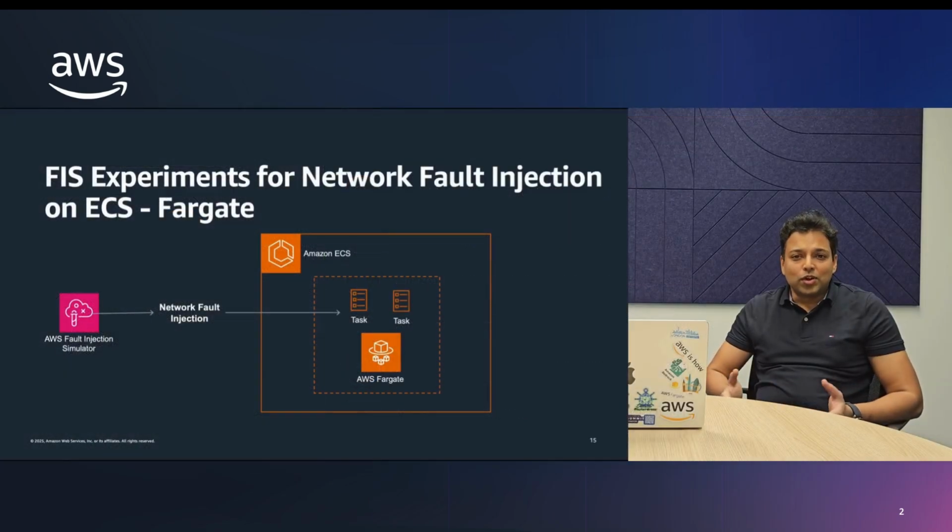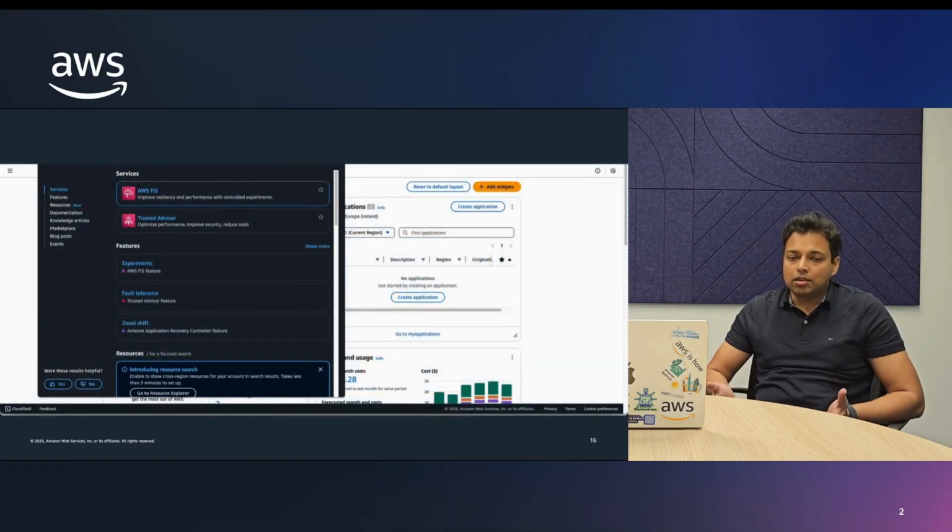So let's talk about the next one, which is FIS experiments for network fault injection on ECS Fargate. As you know, ECS is a fully managed container orchestration service where you can run containers as tasks on the service. And FIS, the Fault Injection Service, is used to inject faults in AWS workloads for chaos engineering experiments. Now with this release, we have added network-related fault injections into ECS.